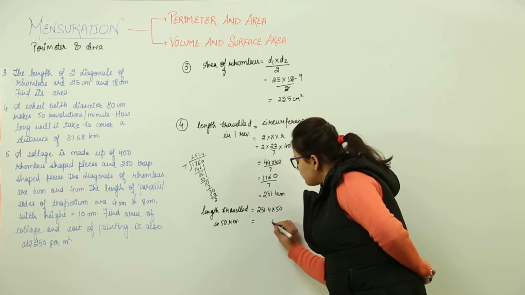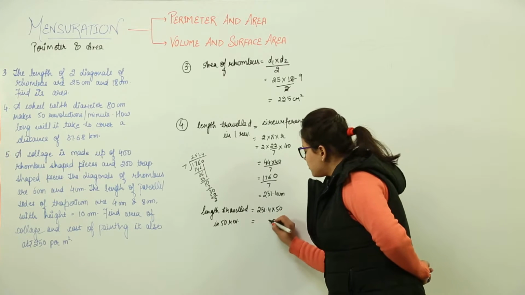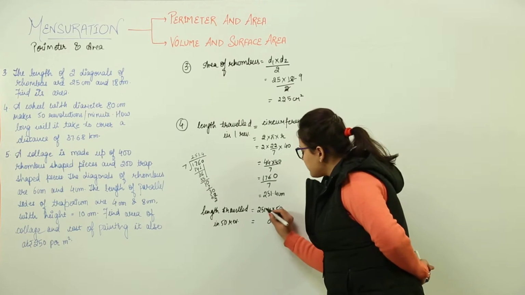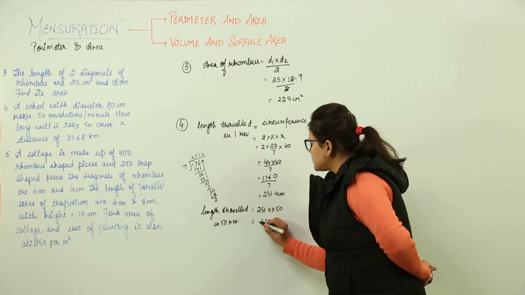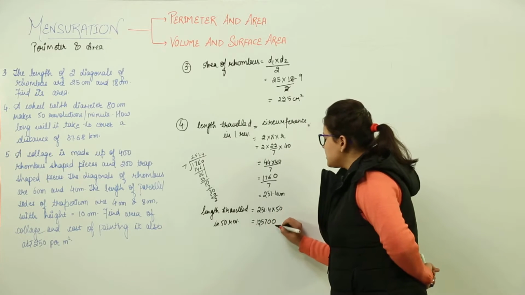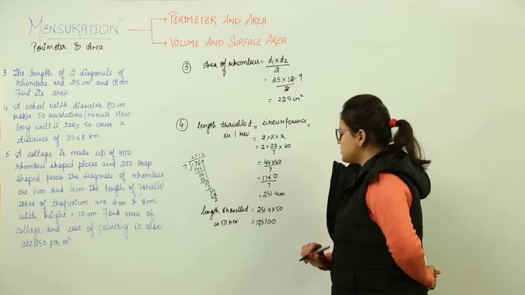How much do we get? We put the 0 as it is. 5 4s are 20, 2 carry, 5 1s are 5, 6, 7. 5 5s are 25 and 2. 5 2s are 10, 11, 12. How many decimal places? 1. So we put a decimal point here.